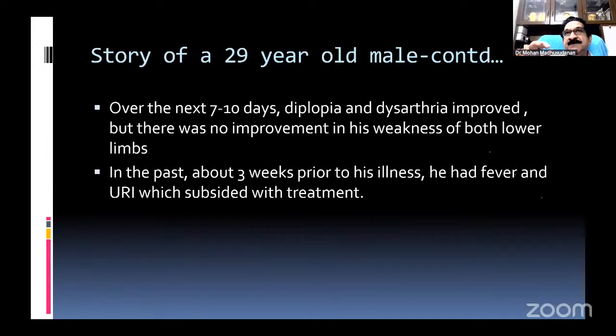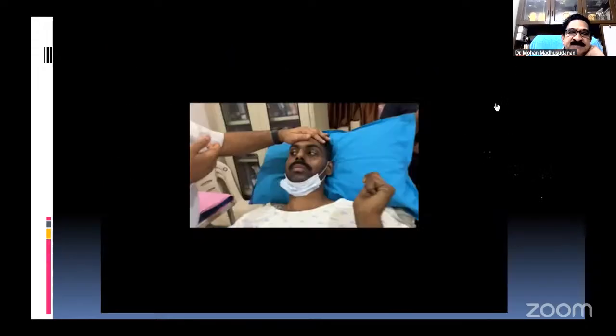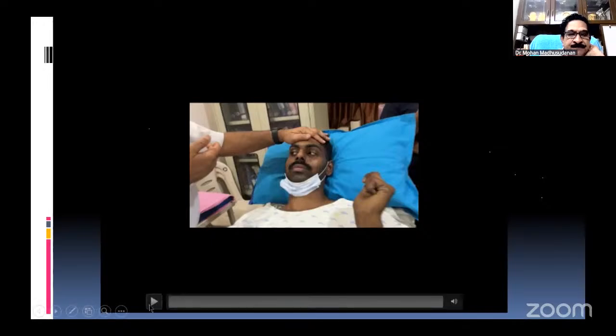Prior to the onset of all this, he had fever and an upper respiratory infection 3 weeks prior. He came here since the weakness in the lower limbs did not improve. That is why he came to the present hospital. So this is the story, and now the examination.